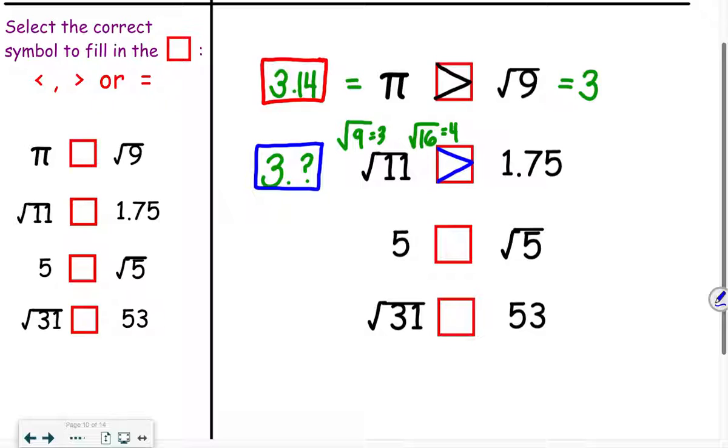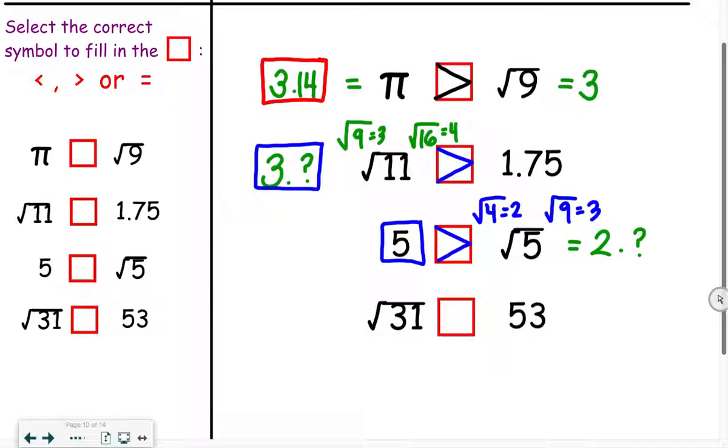All right, on the third one, we need to take the square root of 5 and write the 2 perfect squares on both sides. So 4 and 9. So 2 and 3. So that means this is going to end up being 2 point something, because the square root of 5 is in between the integers 2 and 3. So 2 point something, again, we don't know what that something is, but it's not going to matter. 5 is bigger than 2 point something, so once again, greater than. So 3 greater than so far.